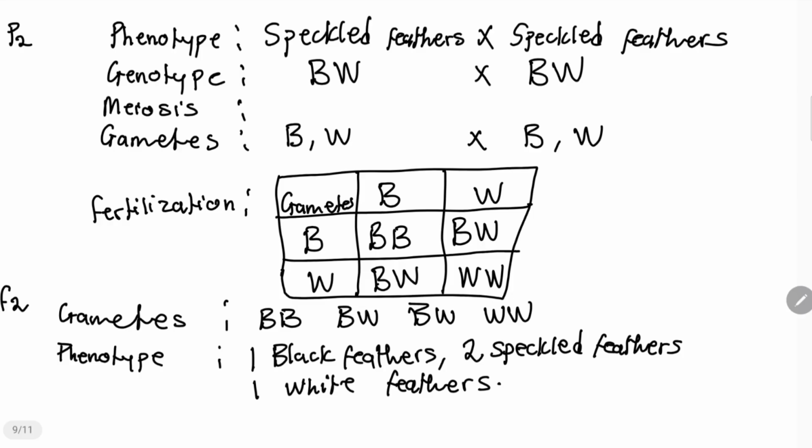But the question was asking us to show the phenotypic ratio. So let's write it here on the side. Phenotypic ratio. So our phenotypic ratio, we've got one black feather, so it is going to be 1:2. Two speckled feathers, and one white feather, so our phenotypic ratio is going to be 1:2:1, and that is the simplest form of this ratio, and therefore we have answered our question. Let's perform a final example.